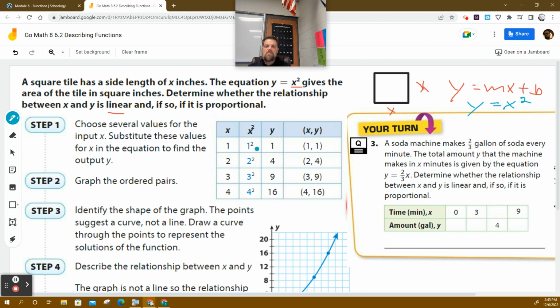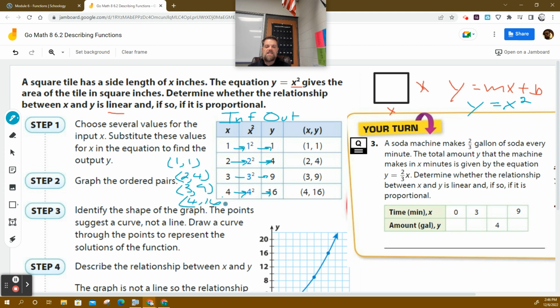1, if I plug in my input, remember that this is the input for x, and that this is the output, and that this is the function. So when I plug in my input into the function, my output is 1. When I plug in 2, my output is 4. When I plug in 3, my output is 9. When I plug in 4, my output is 16. These points on the line are 1, 1, 2, 4, 3, 9, and 4, 16.